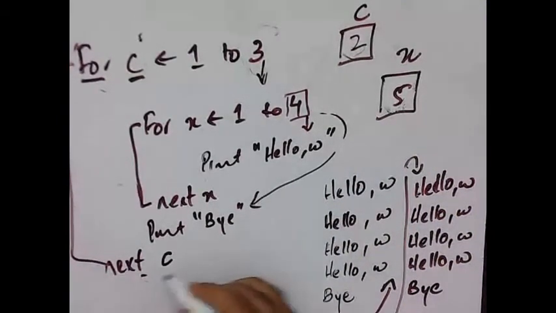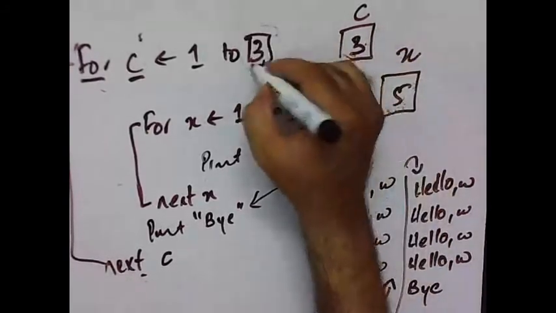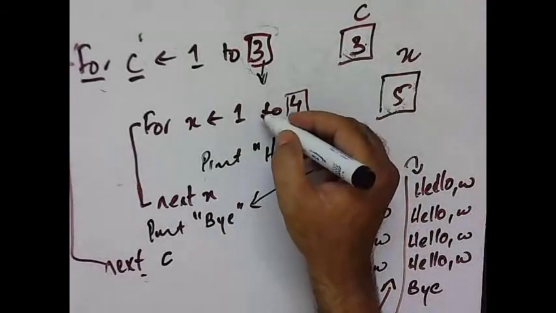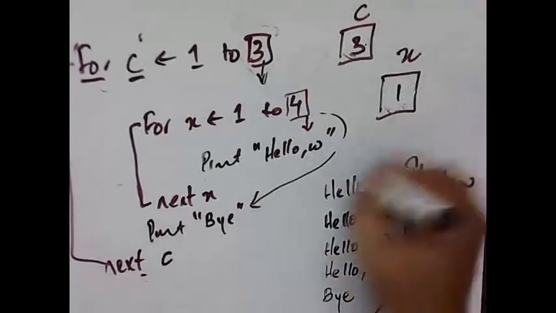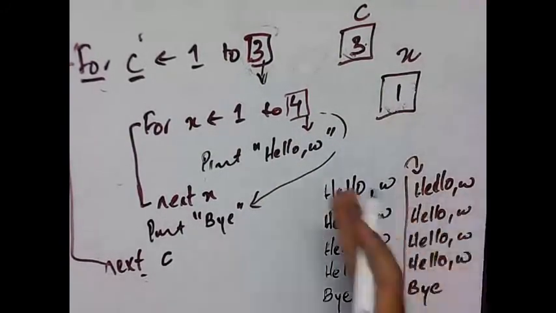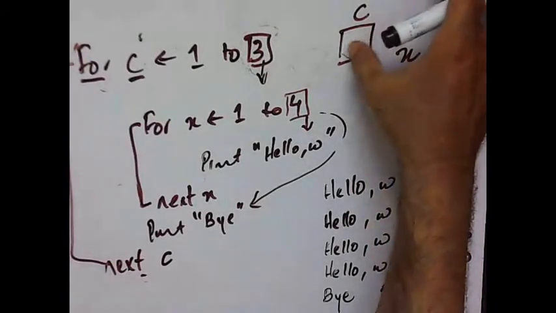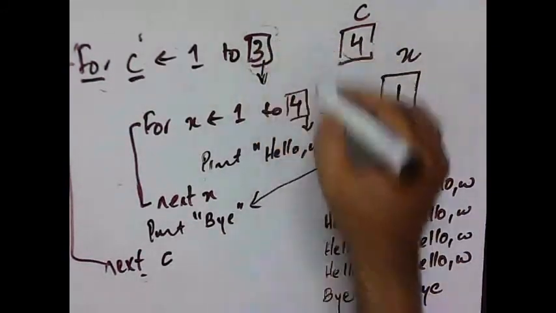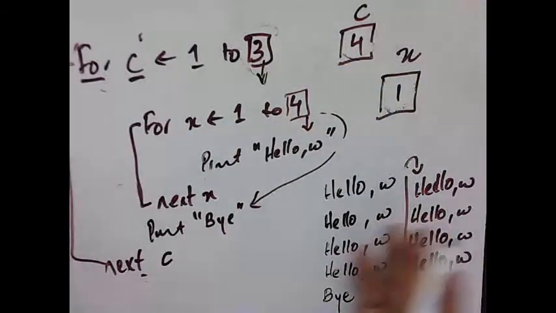Encounters next c, increases the value of c by 1. This becomes 3. Checks whether it has exceeded the final value. No, it has not. Comes inside the loop again and reinitializes the value of x to 1. The same process goes on again. So the third time it is going to display the same hello w 4 times and a by, and after that this value of c becomes 4, and now it has exceeded this final value. It is going to jump outside the outer loop, and the program is going to end.